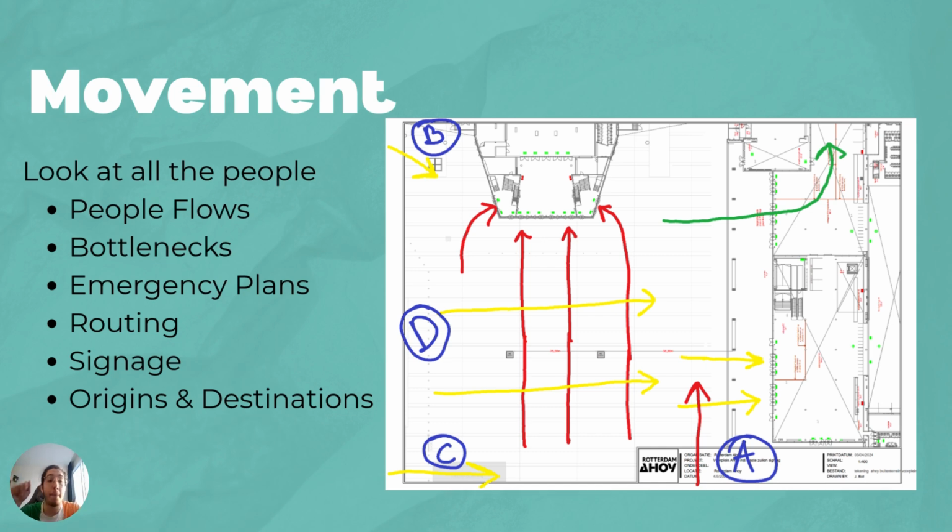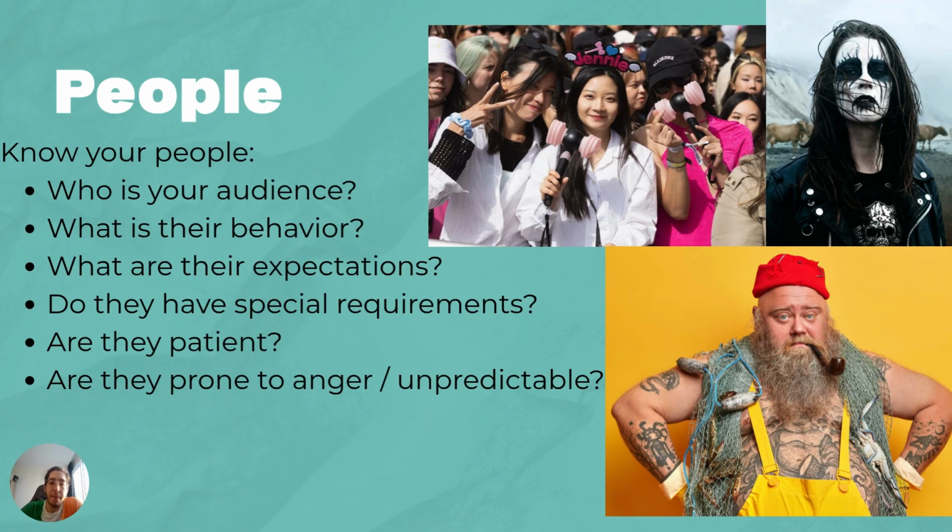And of course, the origins and destinations of people flows. Understand, for example, that in the case of flow A, those are all the people that are coming from the train station, so they have to cross, and the amount of people that there's actually going to be in that people flow. Finally, coming down to people, you have to know your audience.